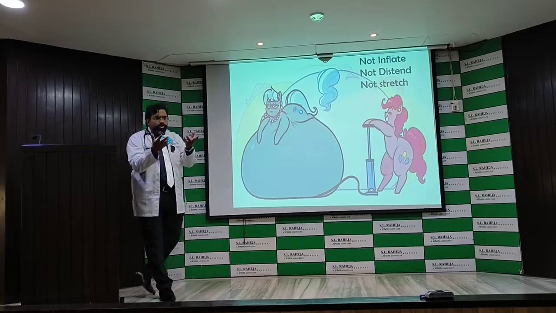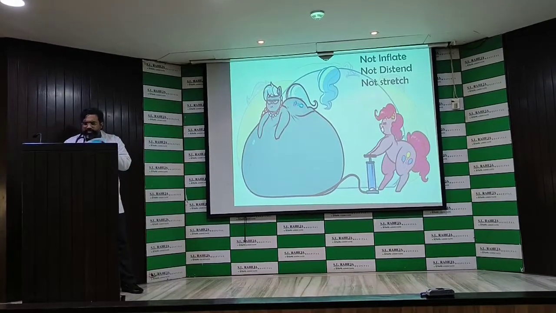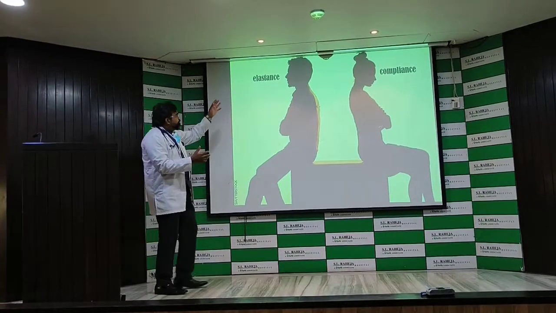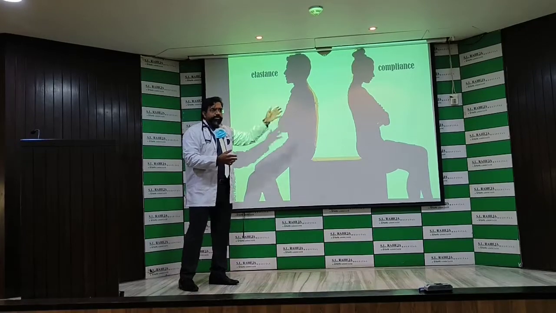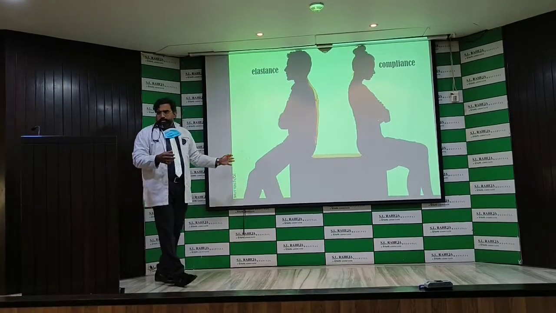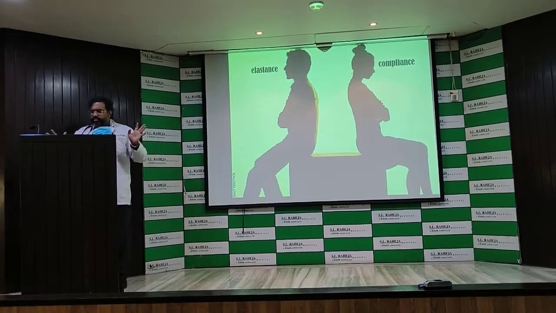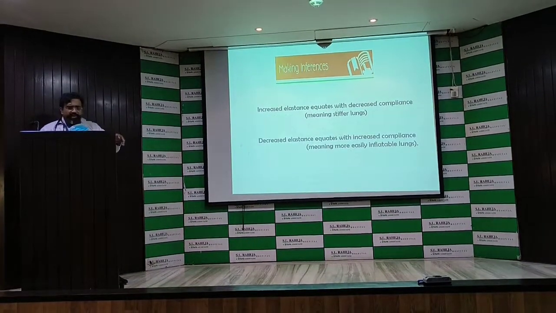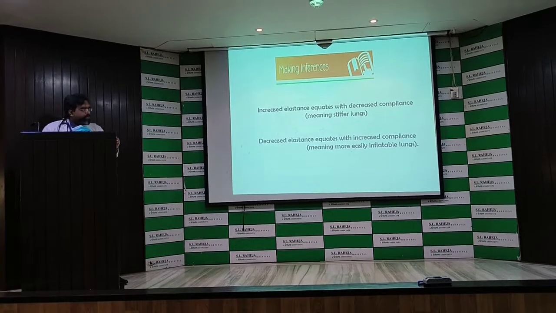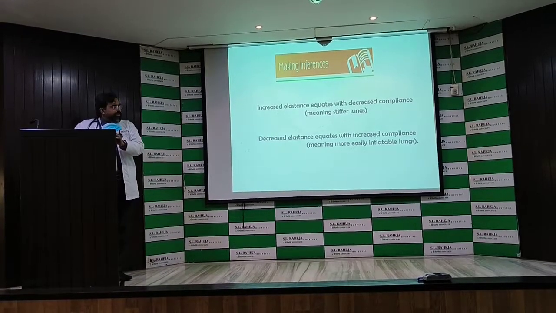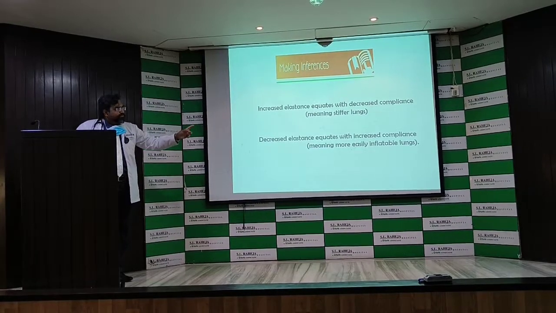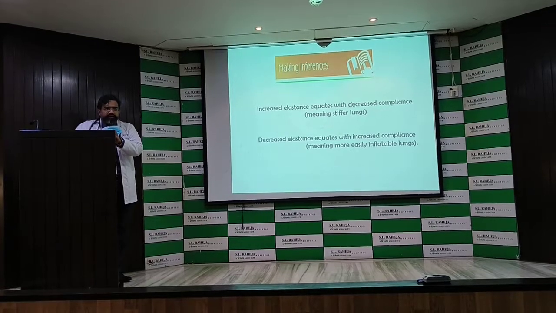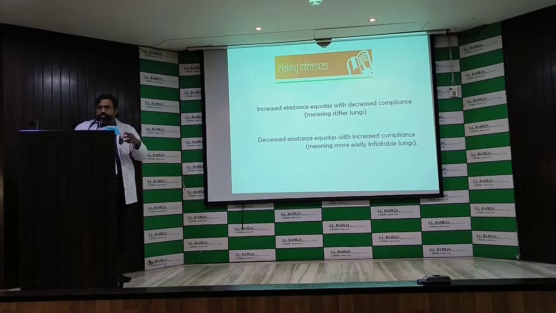Clear? So in short, compliance and elastance are opposite to each other. 1 upon elastance is equal to compliance, and 1 upon compliance is equal to elastance. Understood compliance? So when you say increased elastance, it means decreased compliance, which means stiffer lungs. When we say decreased elastance, it means increased compliance, which means more easily inflatable lungs. They are two different things, but you must understand this, because you hear this very often.